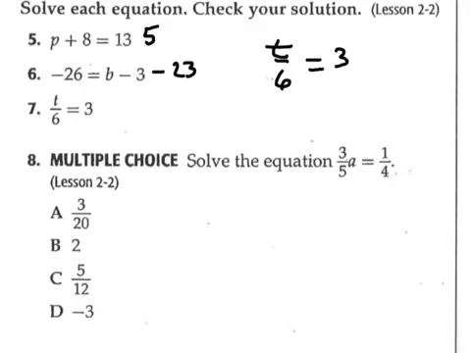And for number 7, what we need to do is consider what's happening to our variable t. It is being divided by 6, so we need to undo that division. We do that by multiplication. What you do to one side, you've got to do to the other. When I do that, I could get 6t over 6, but we're grown. We can do some cross-canceling, and t is therefore equal to 18.